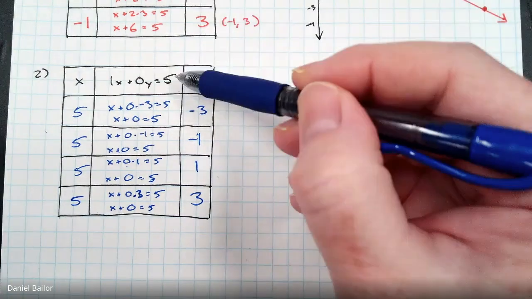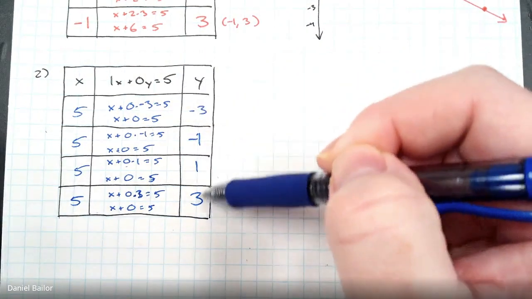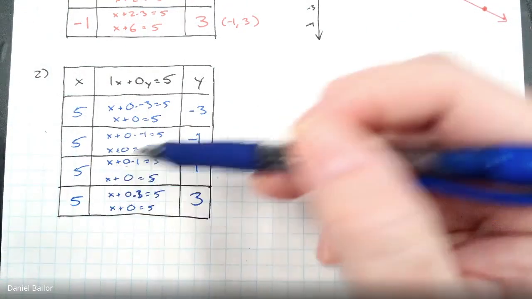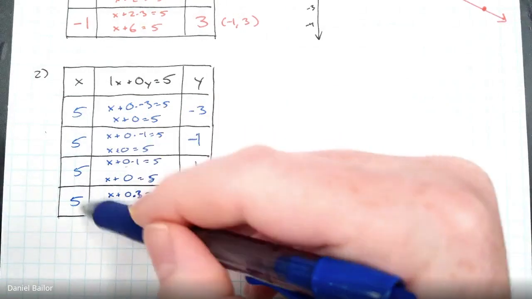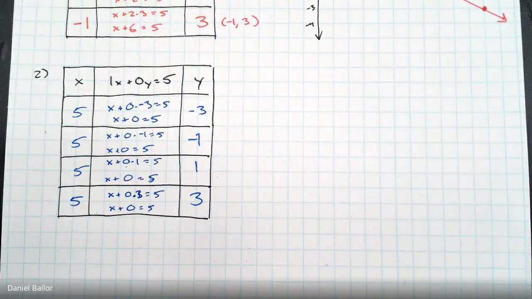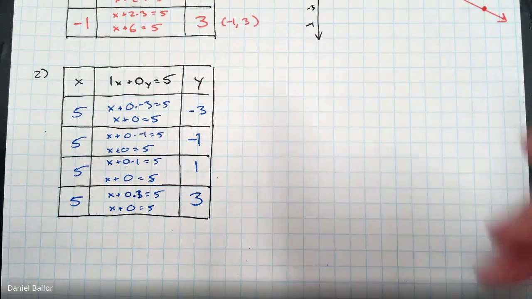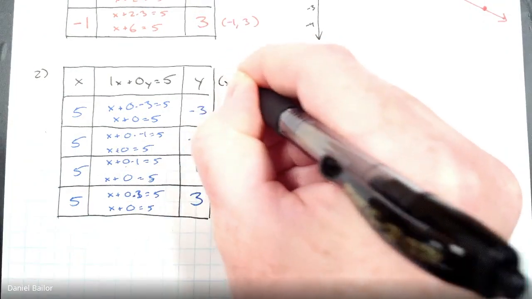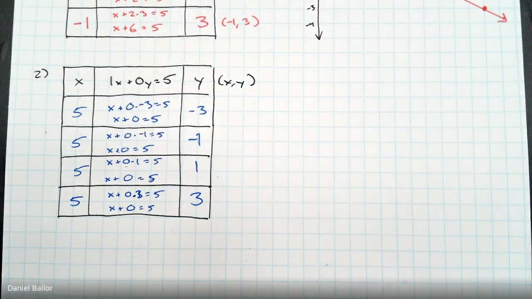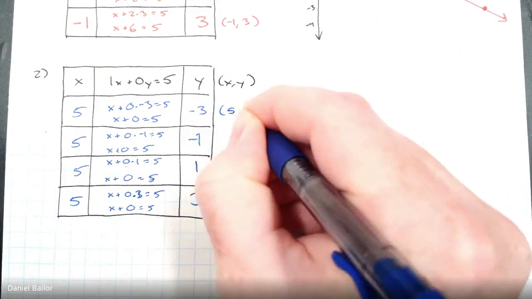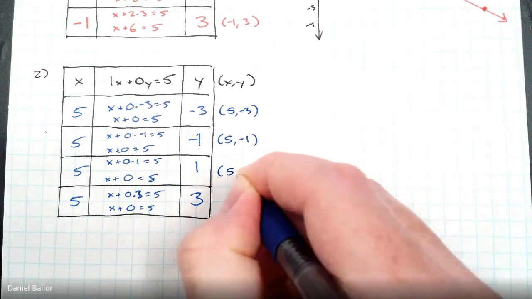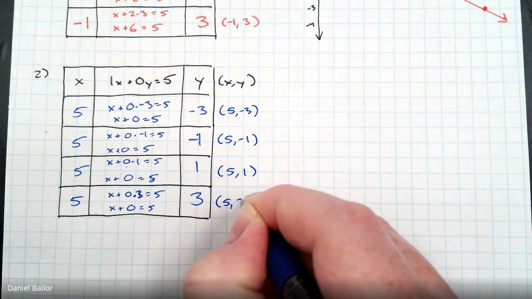Well, for this equation, every y I picked had the same x. Let's graph this because it's kind of curious. So let me draw my graph again. Oh, wait. First, let me write my coordinates. I should change my solutions into a list of ordered pairs: (5, -3), (5, -1), (5, 1), and (5, 3).